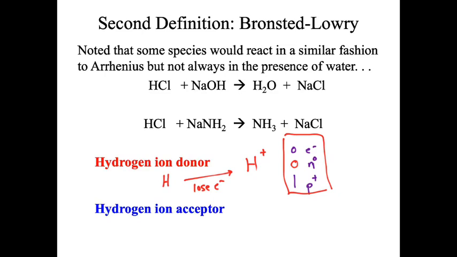Okay. Our base must be a hydrogen ion acceptor. All right, well, let's go through and look at it. What was our standard base for Arrhenius? Sodium hydroxide. So there we go, hydroxide, OH minus. Right?